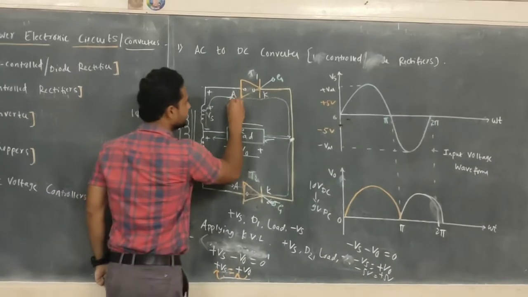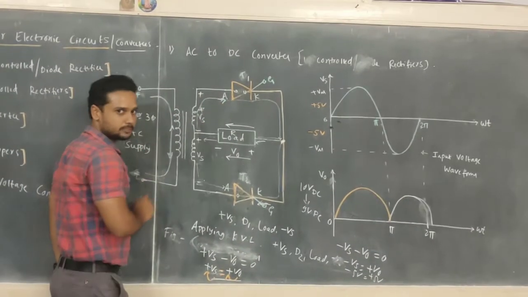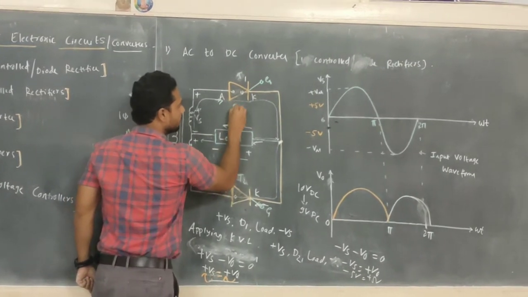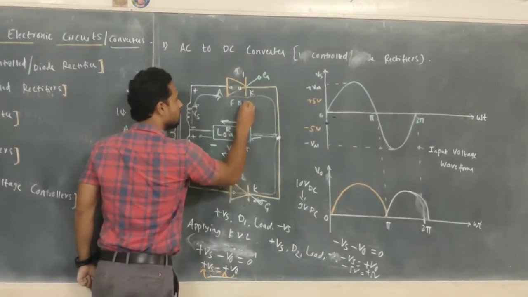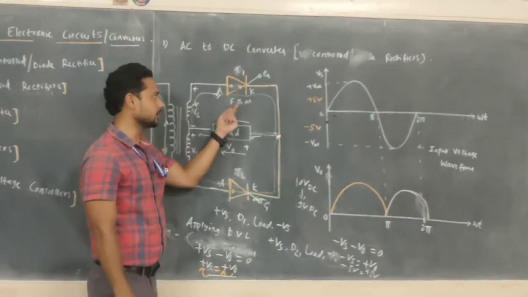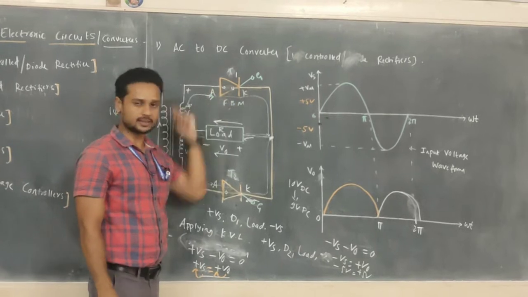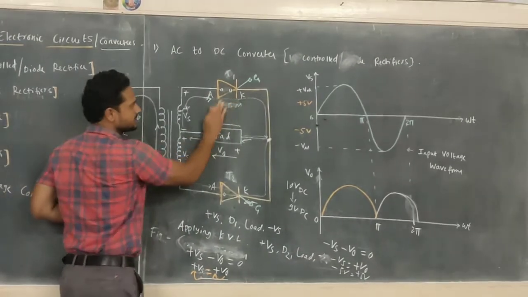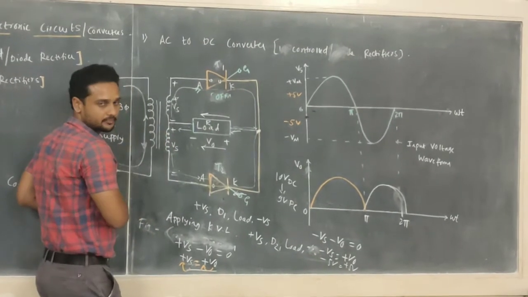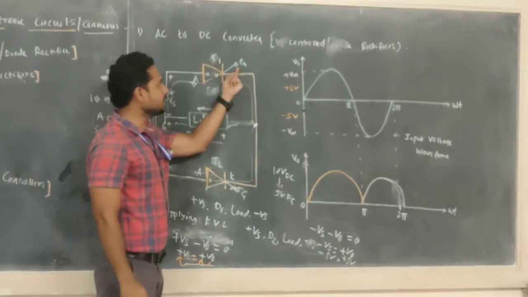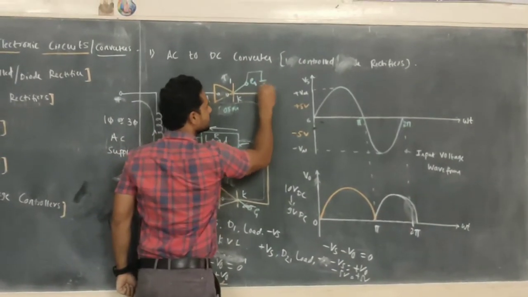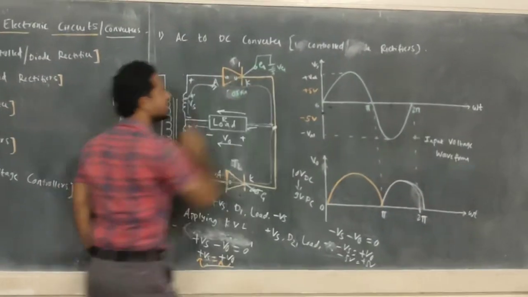Current is entering the anode terminal of this thyristor T1, acceptable, but this thyristor T1 will not be turned on. Instead, it will operate under forward blocking mode. We will get into the depth of this forward blocking mode once we deal with the thyristor. For now we can just say that this thyristor is still in the off state. It is not conducting, because until and unless you apply the gate voltage, the gate pulse here, this thyristor will not be turned on.